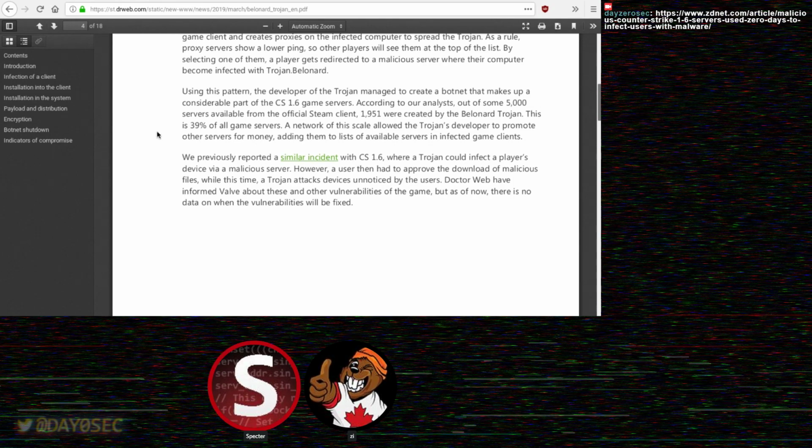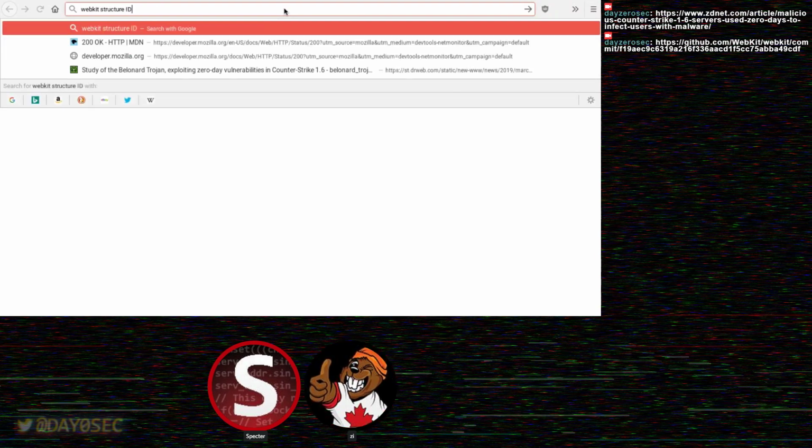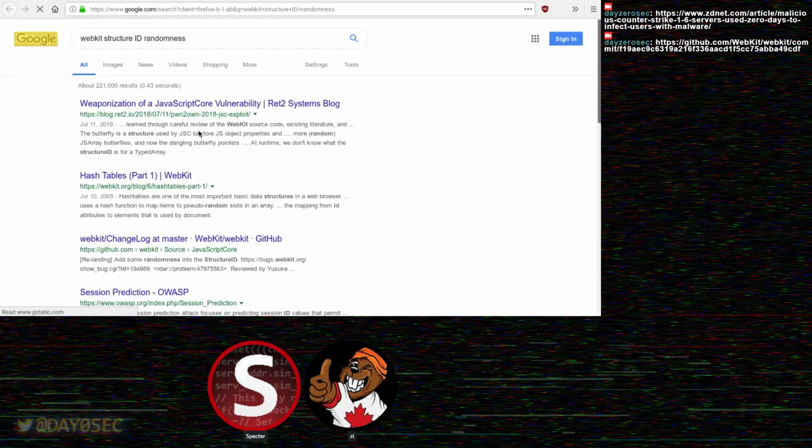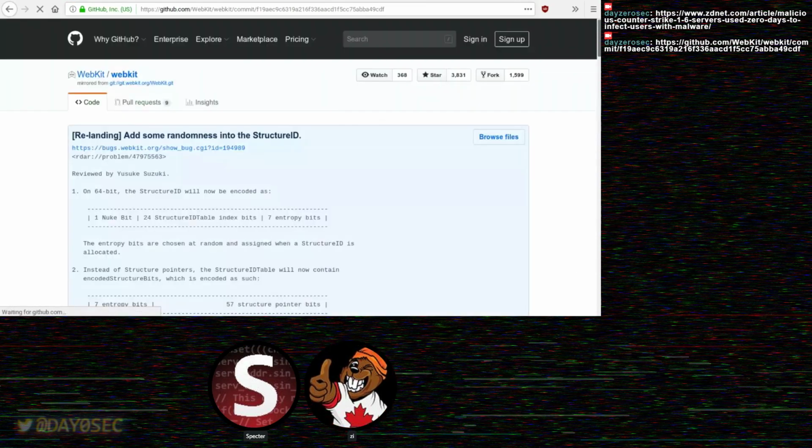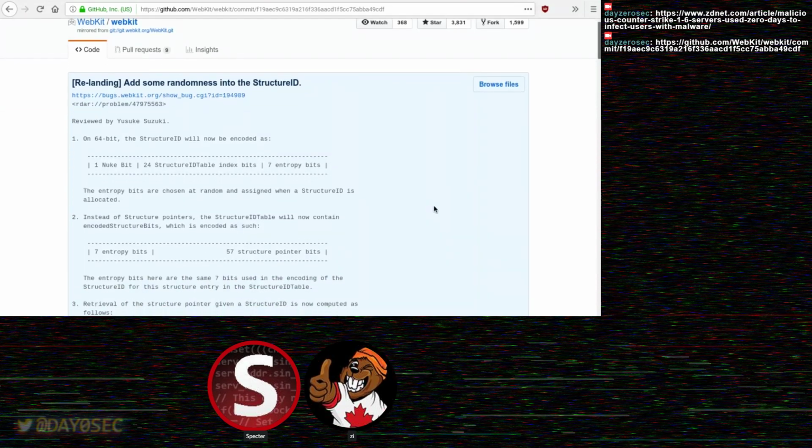Going to a bit more of a technical level, we have the WebKit structure ID mitigation, which I actually didn't pull up in the browser. I should be able to find it here. I've got it. Oh, you've got it. Okay, perfect. Look at that.